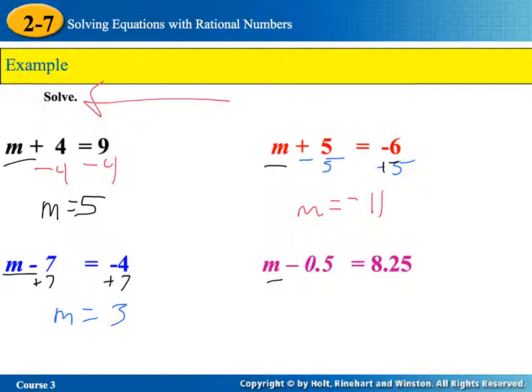All right, so m minus 0.5 equals 8.25. Add 0.5 to both sides. Make sure you line up your decimals here. When you do, you bring down the 5, you bring down a 7, you bring down an 8. But don't forget about your decimal. 8.75 is your answer.